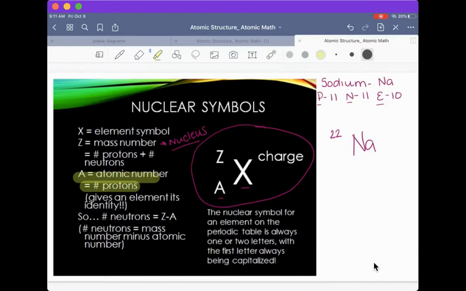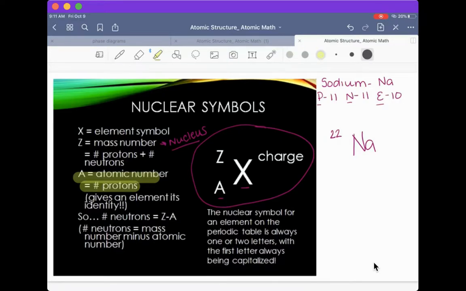So if you change the number of protons, you change the element. So theoretically, we could take any element and we could change it into gold by just making it have 79 protons. So that's theoretical.